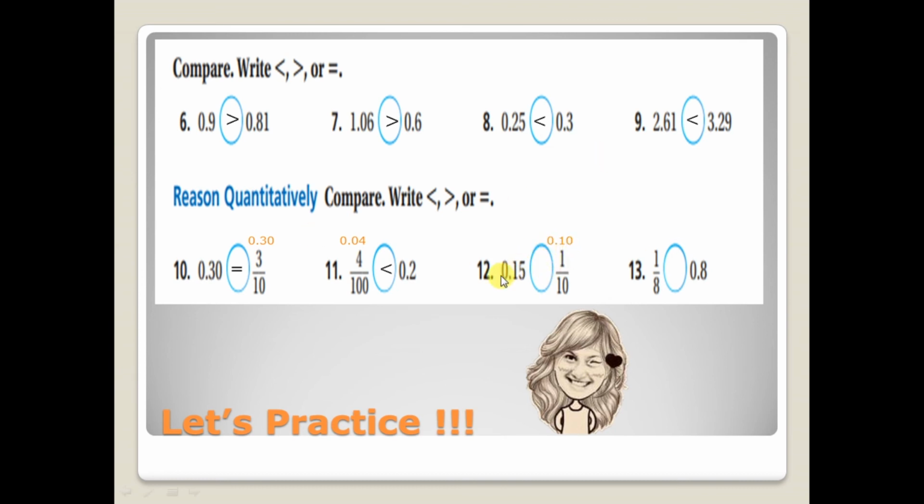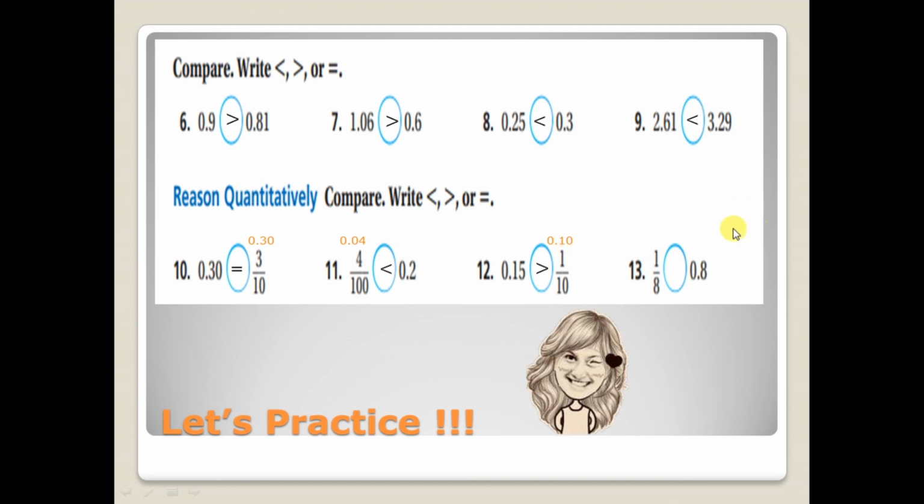Now let's compare. We look from the left to the right. First number here is 0 and here is 0. The same. Then 1 and 1, also the same. So look to the third number. Here's 5 and here is 0. Of course, the 5 is bigger than 0. So in this case, 0.15 is bigger than 0.10.